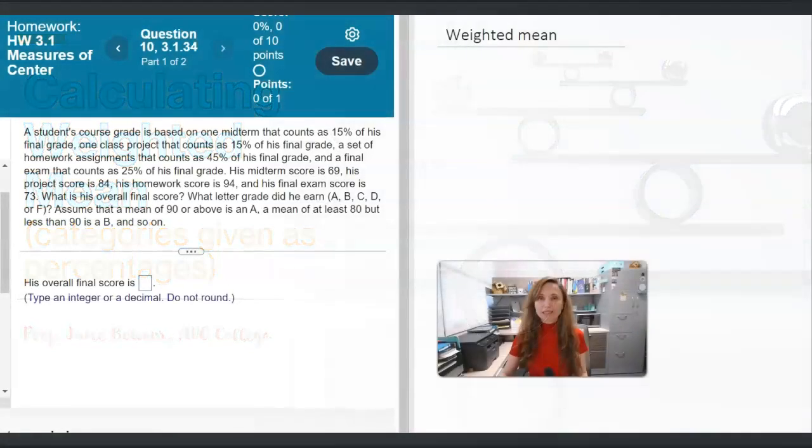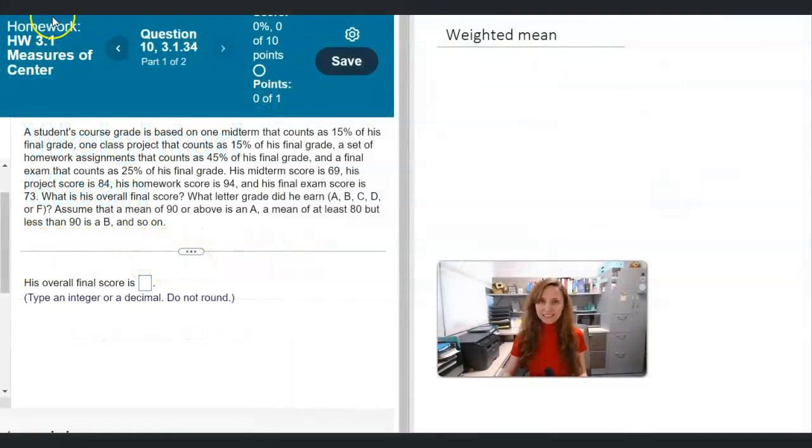In this video, we will look at how to calculate the weighted mean given the weights categories as percentage. Let's read this homework problem.